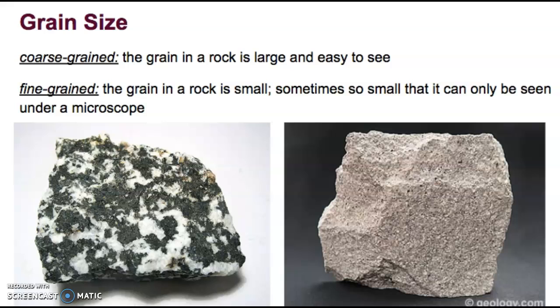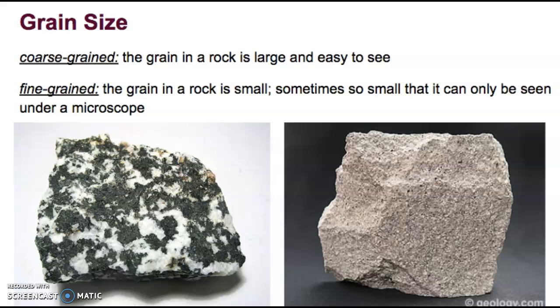Grain size can be broken into one of two categories. A rock is either going to be identified as coarse-grained, which means that those rock or mineral particles that make it up are large and easy to see. This picture of granite on the left is an example of a coarse-grained rock. Look at how large those white and black pieces of quartz and feldspar and possibly some other minerals too are in the picture.